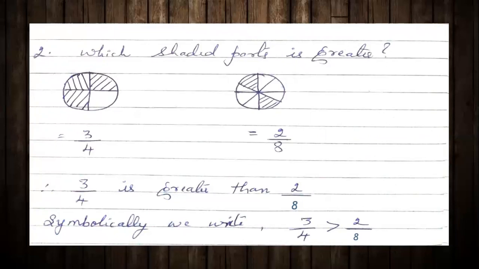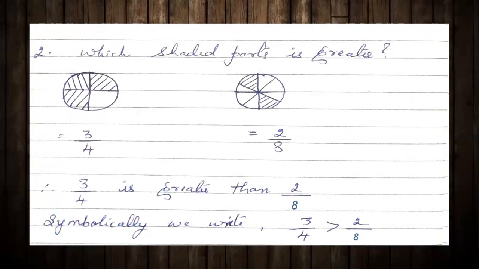4 parts. Out of 4 parts, how many parts are shaded? 3 parts are shaded. So we write the fraction as 3 by 4. Totally 4 parts, out of 4 parts, 3 parts are shaded. Total number of parts in the denominator, shaded parts in the numerator. For the next figure, totally there are how many parts? Totally there are 8 parts. Out of 8 parts, how many parts are shaded? 2 parts. So total number of parts in the denominator and number of shaded parts in the numerator.